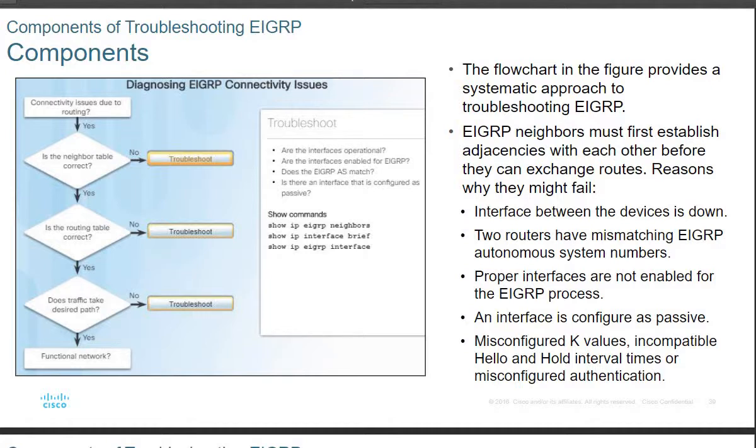Components of Troubleshooting EIGRP. The flow chart in the figure provides a systematic approach to troubleshooting EIGRP. EIGRP neighbors must first establish adjacencies with each other before they can exchange routes. Reasons why they might fail: the interface between the devices is down; 2 routers have mismatching EIGRP autonomous system numbers; proper interfaces are not enabled for the EIGRP process, or interfaces are configured as passive; misconfigured key values, incompatible hello and hold interval times, or misconfigured authentication.